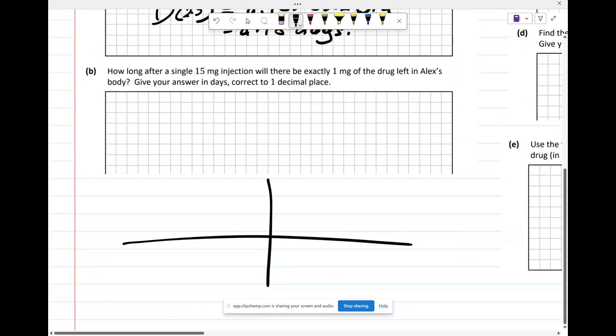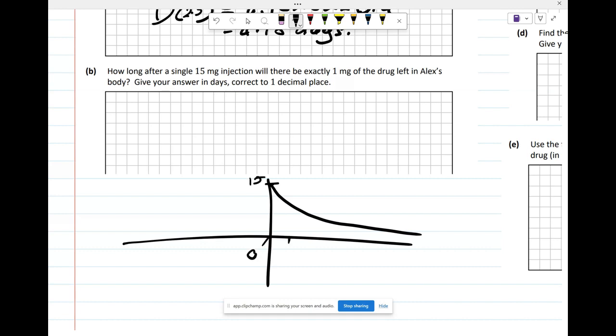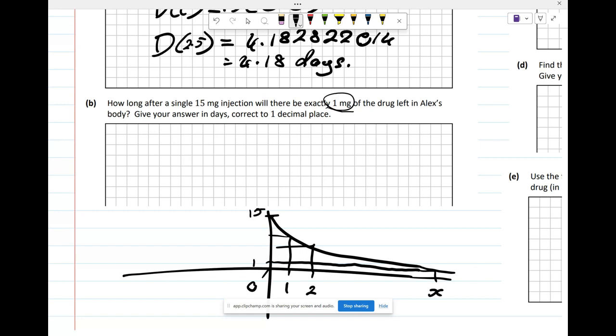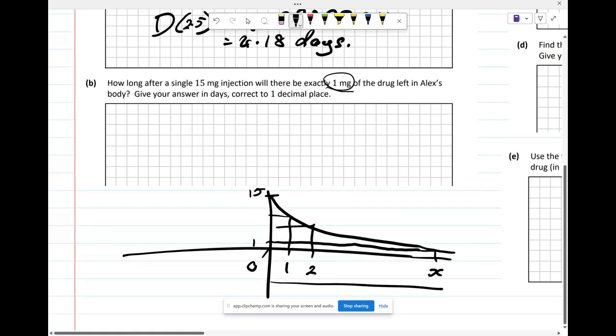Okay, so how long after a single 15 milligram injection will there be exactly 1 milligram left in Alex's body? So let's think about our equation again. We started at 15 and we decreased by 60% each time. So at t equals 0, you can see we're at 15. At t equals 1, we're at some kind of number. At t equals 2, we're at some kind of number. And they're telling us the number we want is 1 milligram, so all the way down here. So how far out do we have to go so that we intersect our line? And then this will tell us how many days. Let's call it x days. So this means after x days, we get 1 milligram of drug.